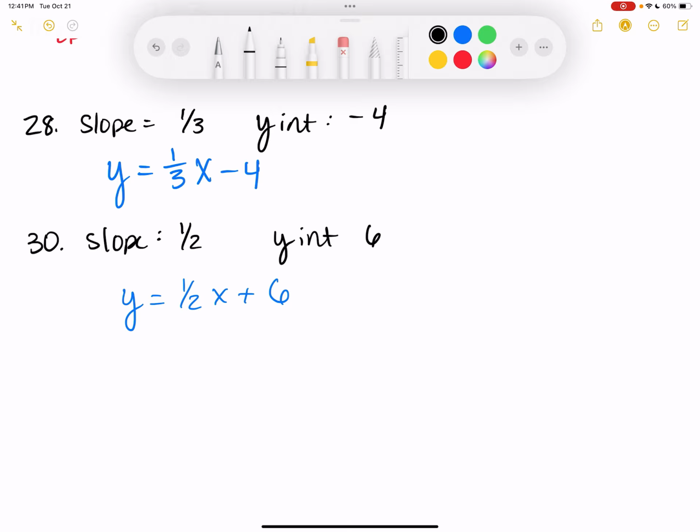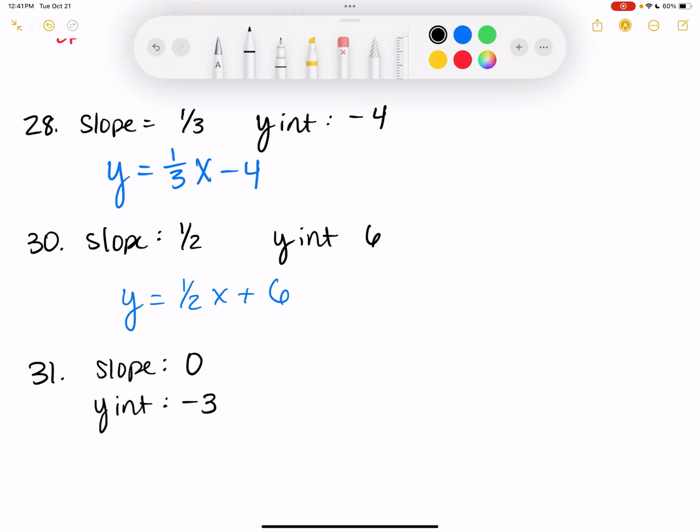32. Actually, not 32. 31. Slope is 0. Y-intercept is negative 3. What kind of line has a slope of 0? A horizontal line. 0 slope and undefined are opposites.